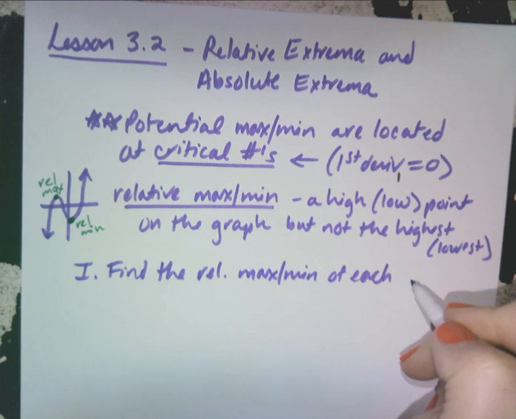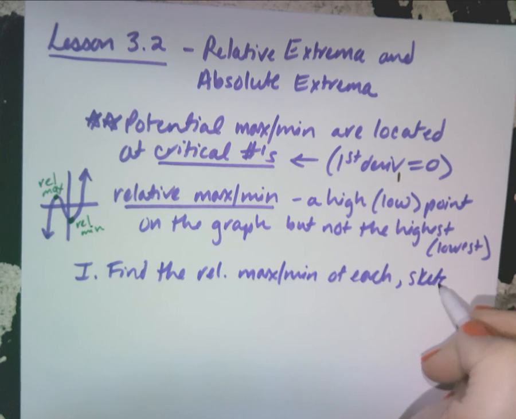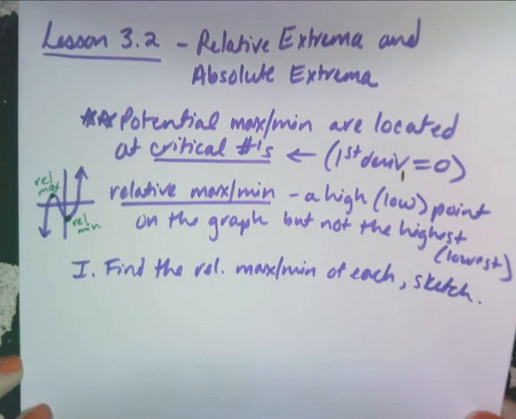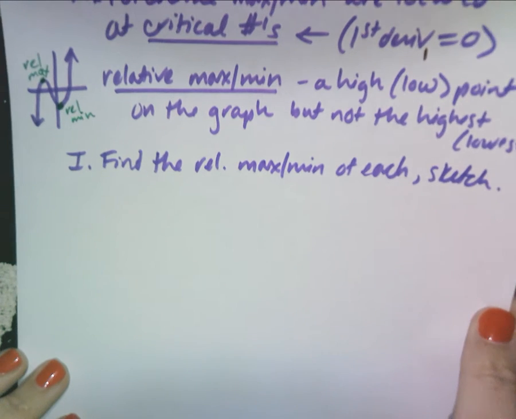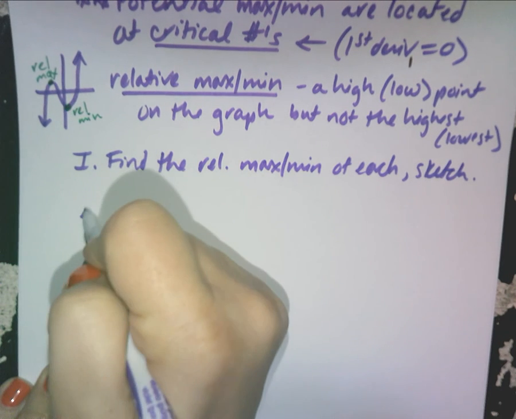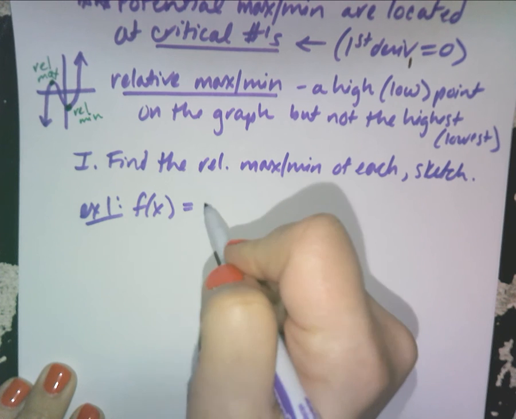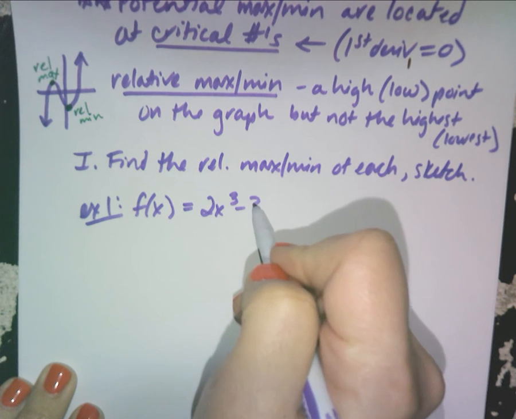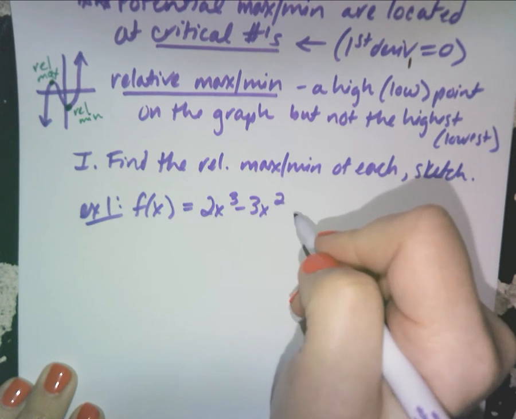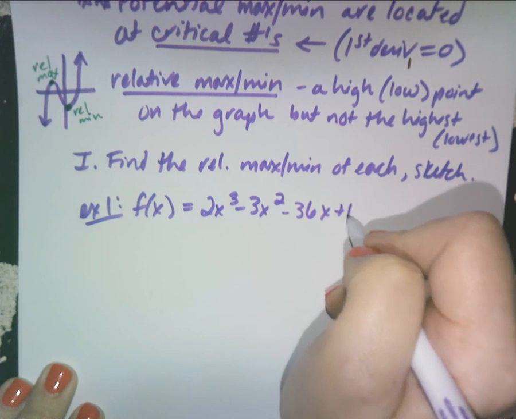Find the relative max or min of each, and then give me a little sketch. It doesn't have to be accurate. I just want kind of a sketch in your head to see what this looks like. So example 1, f of x equals 2x cubed minus 3x squared minus 36x plus 14.